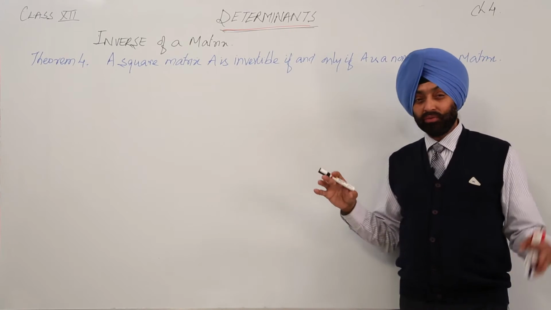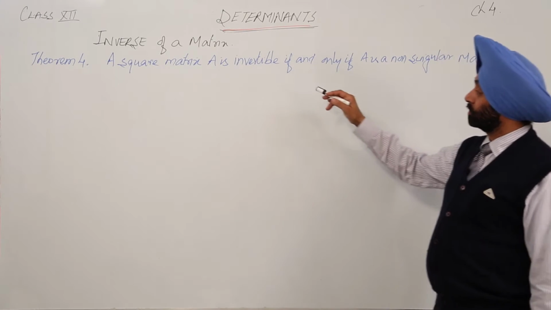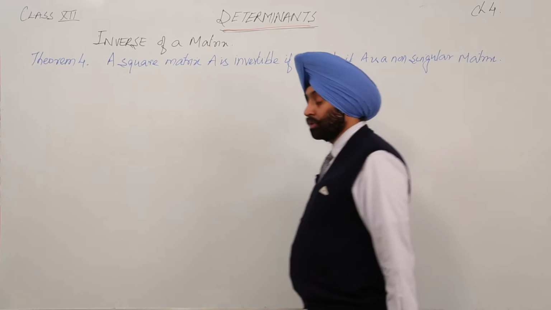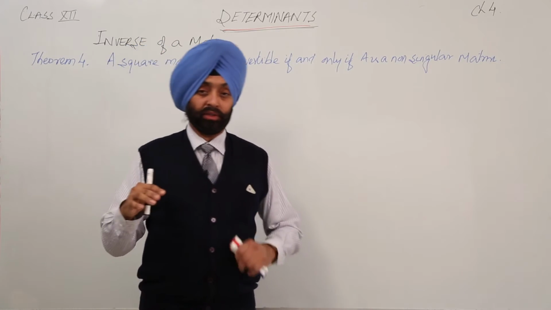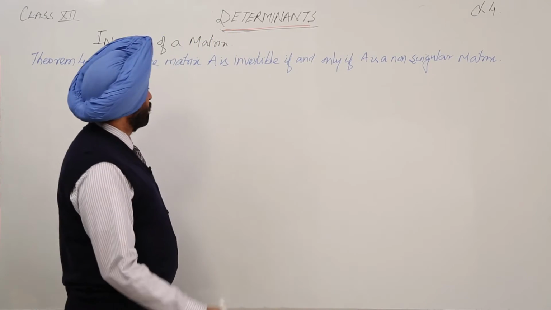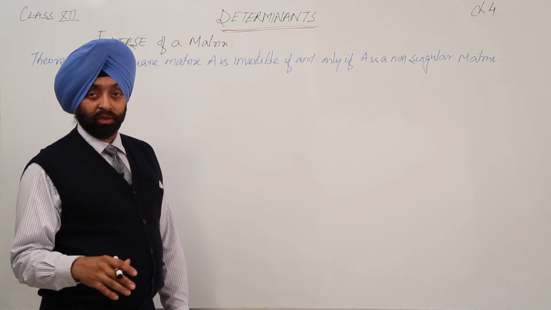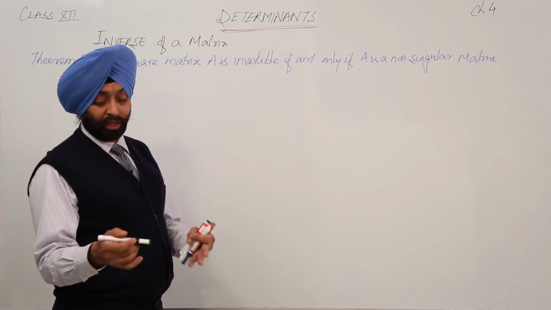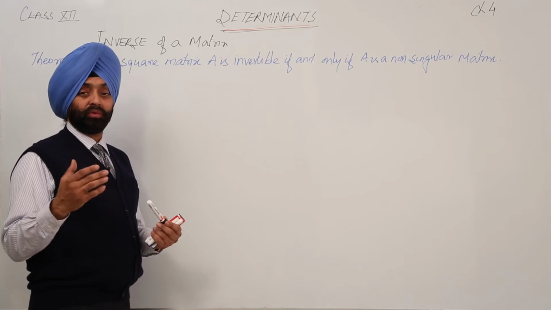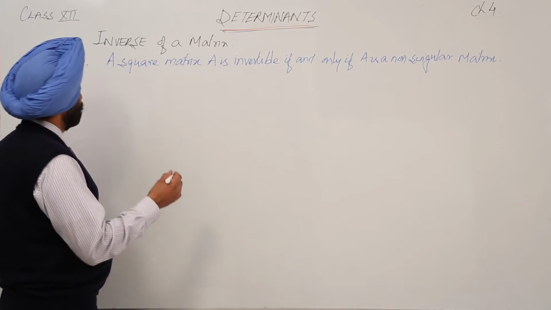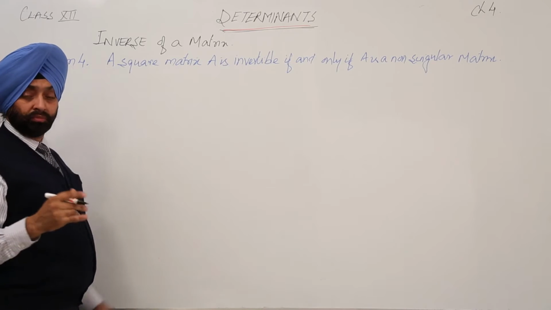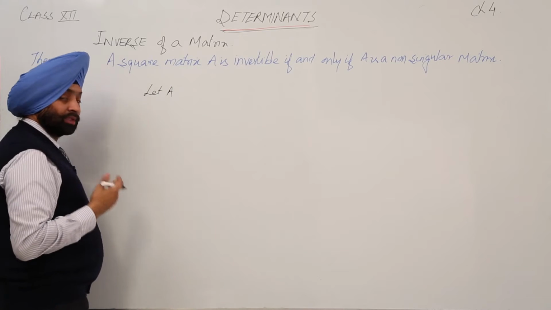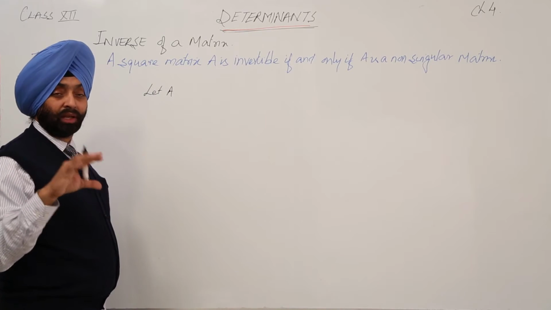Now basically what theorem 4 says: a square matrix A is invertible if and only if A is a non-singular matrix. We are already aware of the term invertible, and we are already aware of the term non-singular. So let's show what exactly inverse is with the help of the determinants. Now what you have done in the last chapter, I am just writing it, you will learn what we have done in the last chapter.